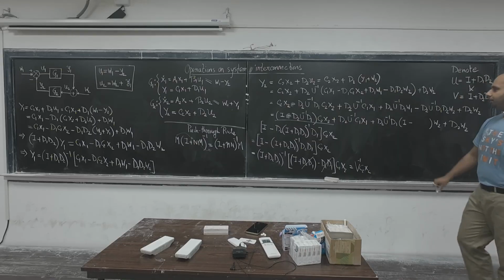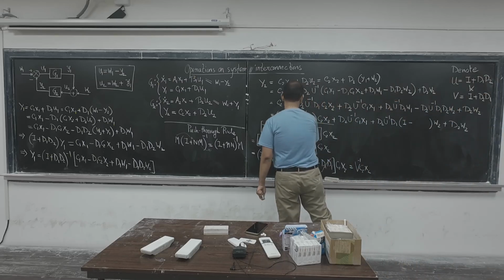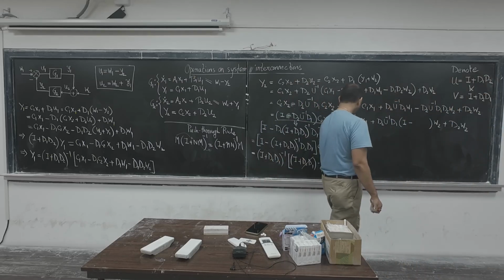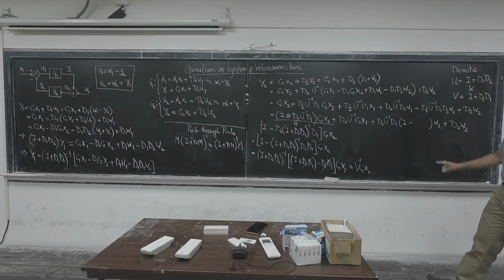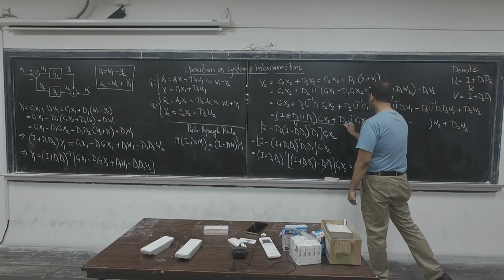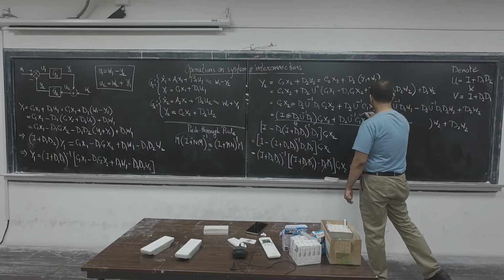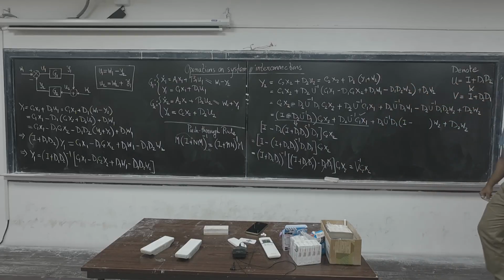So now what did we get for this term? V inverse, that means (I plus d2 d1) whole inverse into C2x2. This is one of the terms. Then d2 V inverse C1 x1. We don't have any other term for x1, so no simplification is expected at this moment. For w1, of course, we need some simplification, I'm going to do it. And d2 w2, that is also fine.